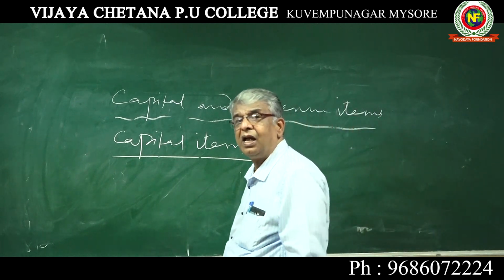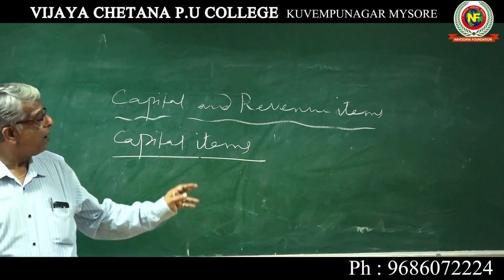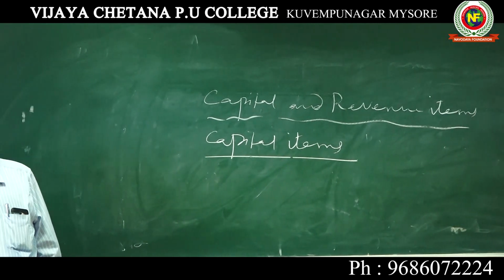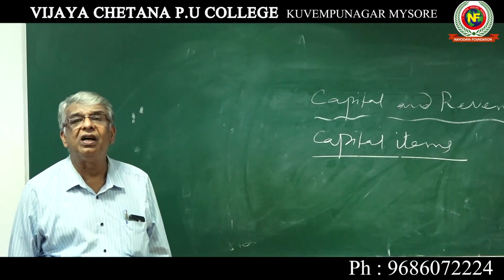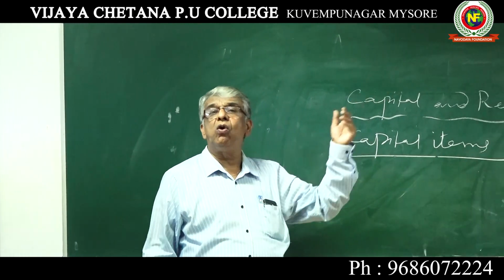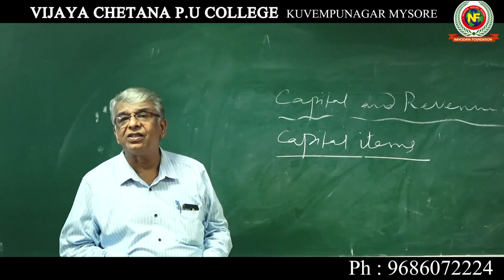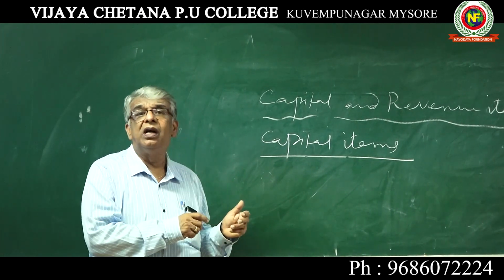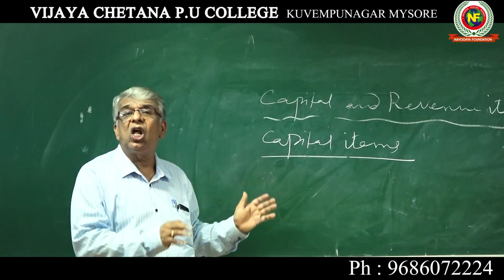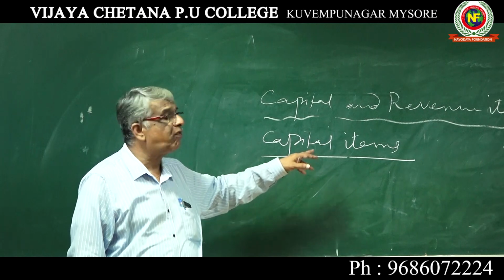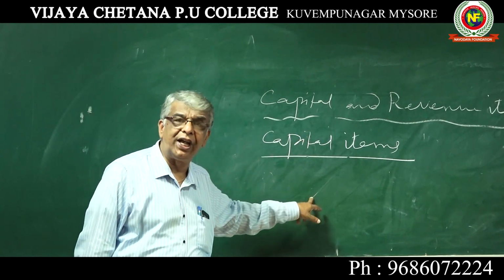Once again, I would like to repeat it. Capital items are those items which are not recurring in nature, the benefit of which is spread over a number of years, the benefit of which is not restricted to a particular year, but we are going to get the benefit for a longer period.